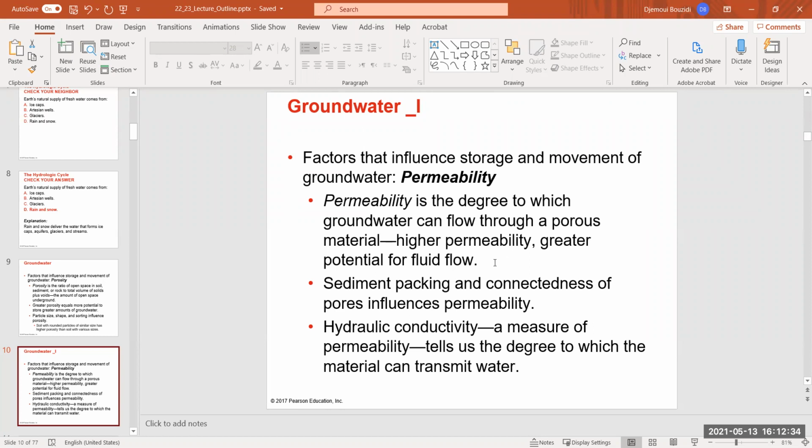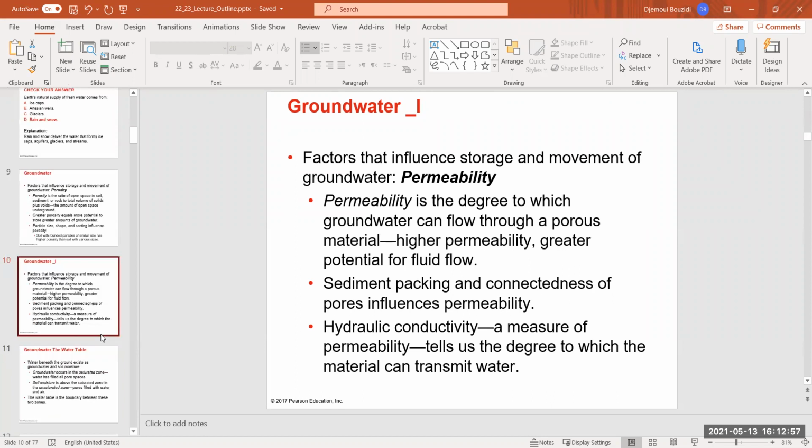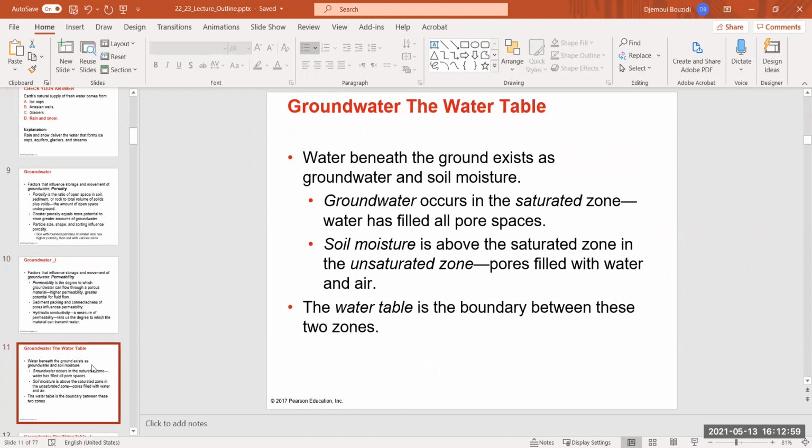For example, clay is not a very permeable material versus, for example, sand, which lets the water seep through it. So sediment packing and connectedness of pores influence permeability. Hydraulic conductivity, a measure of permeability, tells us the degree to which the material can transmit water. So a lot of this terminology is used in here.